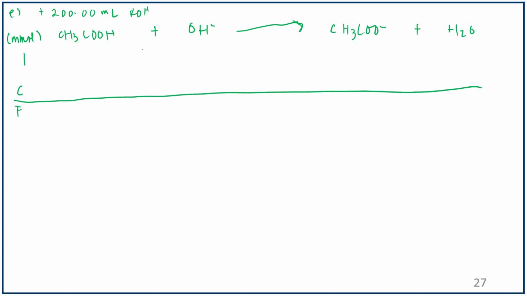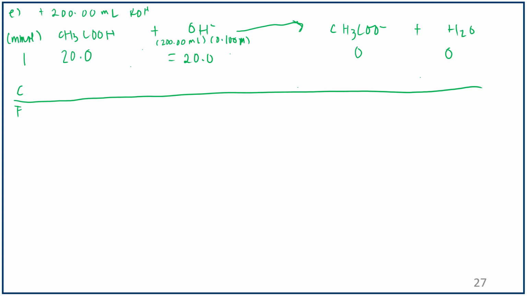All right. So here we begin again with 20.0 millimoles of acetic acid. This time for hydroxide ions we have 200.00 ml times the molarity, which is 0.100 molar. So that's equal to 20. And then this one should be 0 and 0.